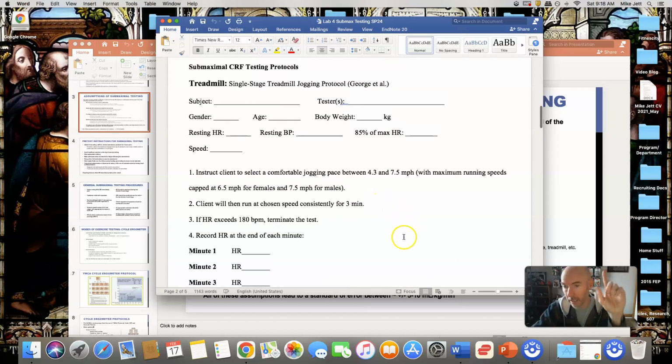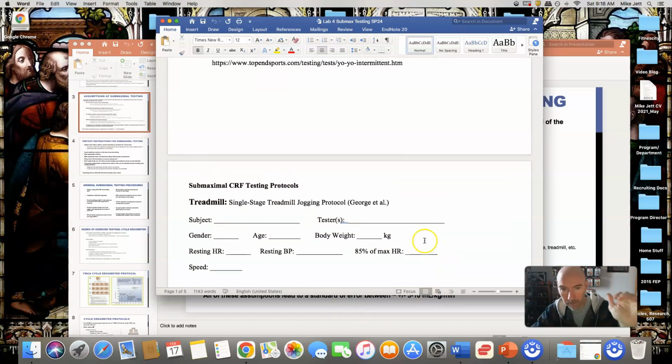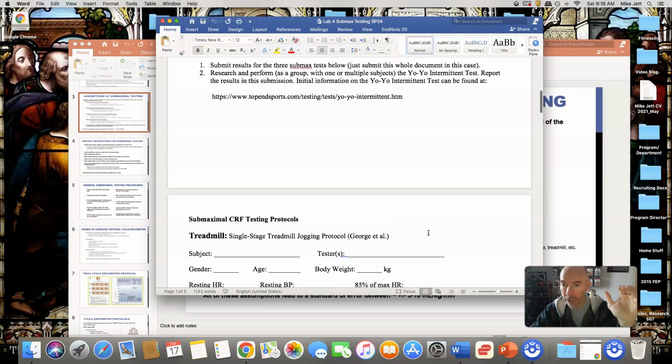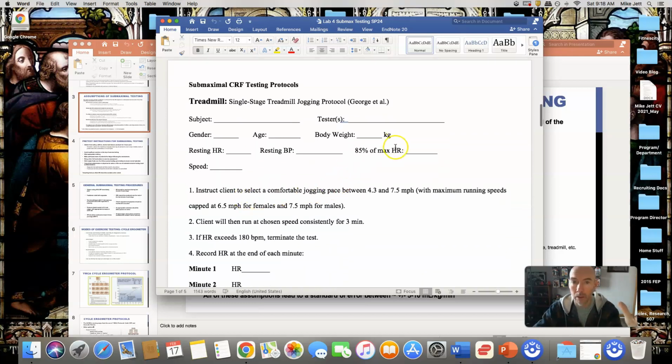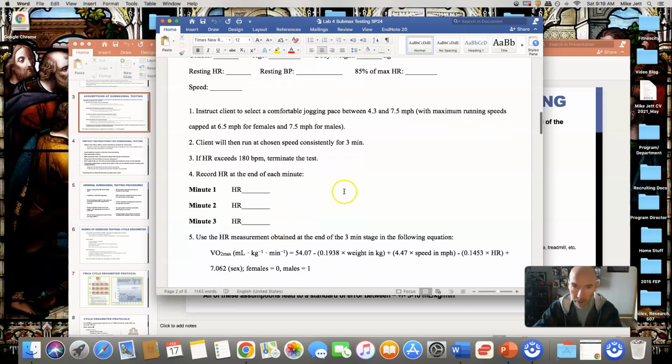Now, I did not mention that. For all submax testing, there is a termination point of 85% of age predicted max heart rate or heart rate reserve. So if I asked you that question on the quiz, what is the termination point for submax testing? It is 85% of the age predicted max heart rate or heart rate reserve. Now, in this particular protocol, which is listed right here, in the calculation of that, there is another heart rate that is used as well. And then, as you saw, we took the heart rate from minute 3 and popped it into the equation to get our VO2 max prediction.